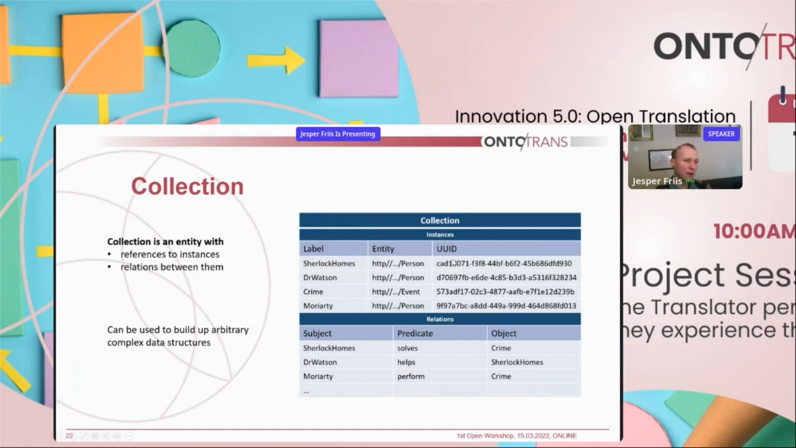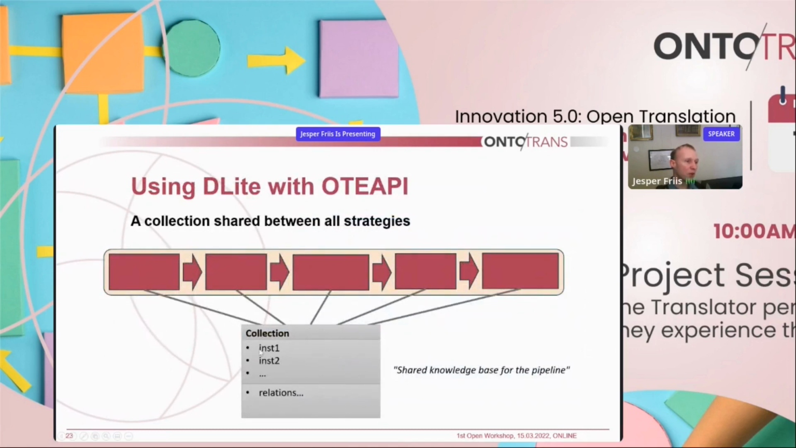So here there are some instances added with more human readable names, and then you can start to add relations between them. So you have Sherlock Holmes solves crime, Dr. Watson helps Sherlock Holmes, Moriarty performs crimes, and so on. Using these very simple RDF types of relations between entities allows us to build up very complex data structures. In OTAPI, such collections are used and shared between all filters in a pipeline. Filters can add instances, relate different instances, and also use relations. So it works like a small shared knowledge base for a pipeline.